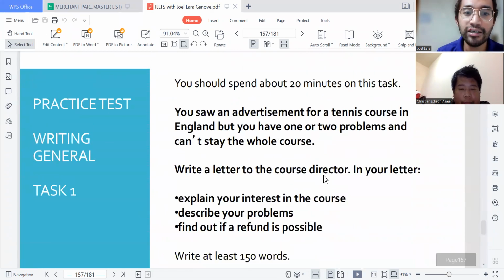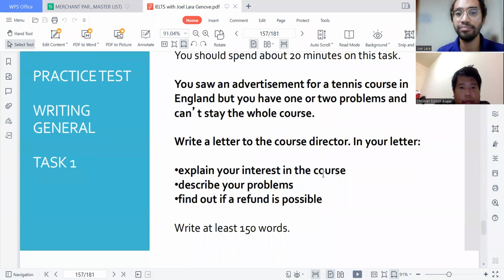This is the task. Read this for me, Christian, please. You should spend about 20 minutes on this task. You saw an advertisement for a tennis course in England, but you have one or two problems and can't stay the whole course. Write a letter to the course director. In your letter, explain your interest in the course, describe your problems, find out if a refund is possible. Write at least 150 words.